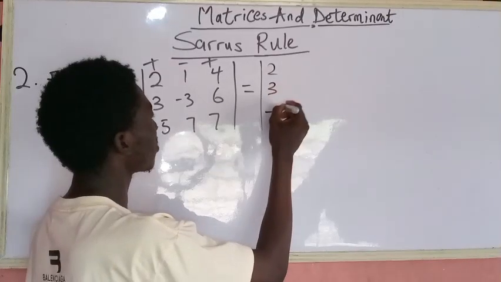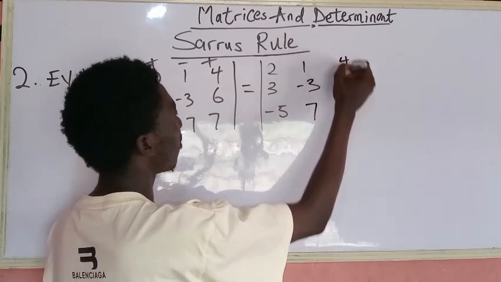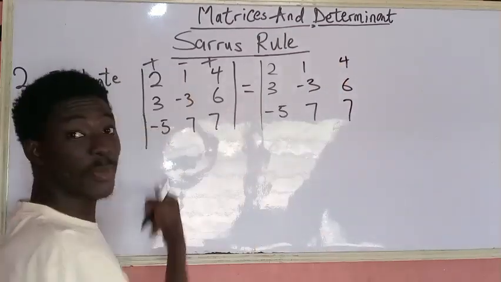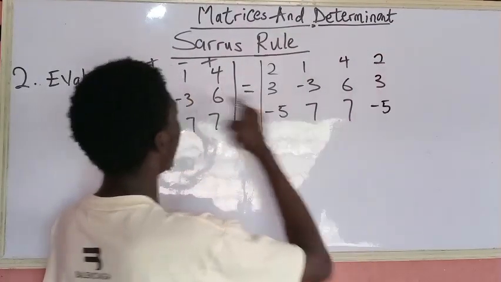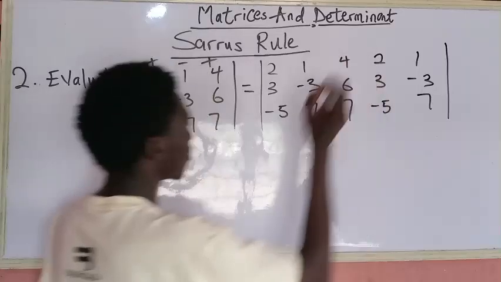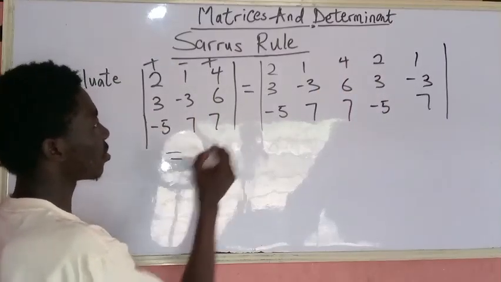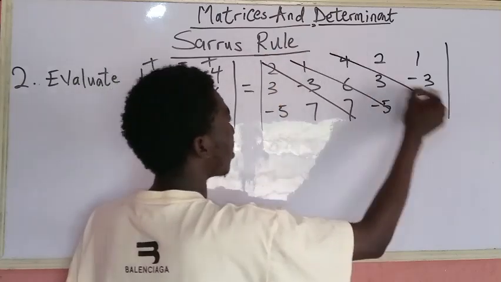2 3 minus 5. I have 1 minus 3 7. I have 4 6 7, and I repeat the columns. So that is 2 3 minus 5, and I repeat this column again, 1 minus 3 7. Then from there I know this should be this column, this diagonal, and this diagonal.